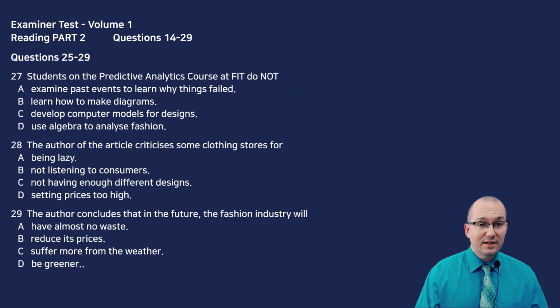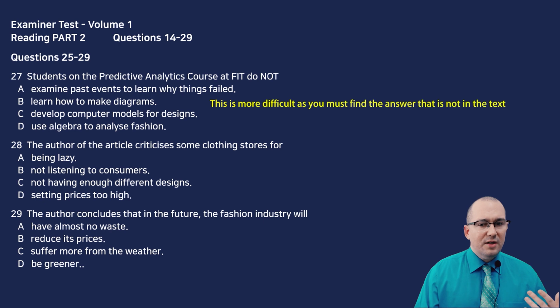For 27, this is a bit more difficult because you must find the answer that is not true. Okay, these questions are always the most challenging because you're basically saying, okay, they talk about that one, they talk about that one, okay, they don't talk about this one. So, I think 27 might be the hardest one of this group.